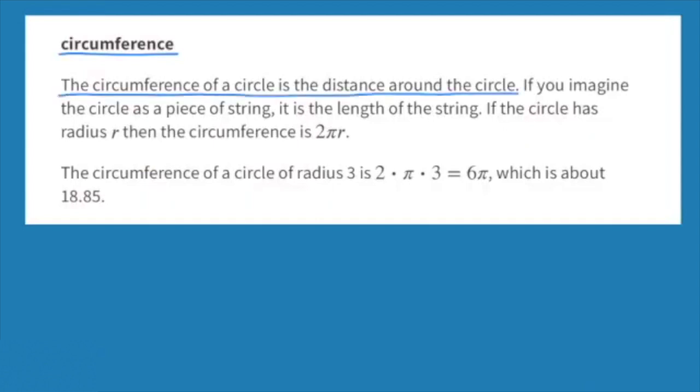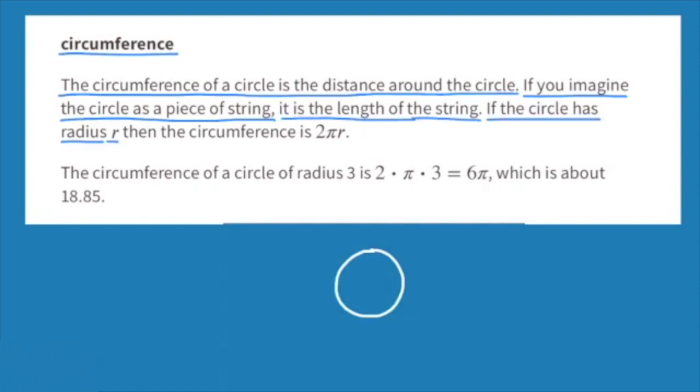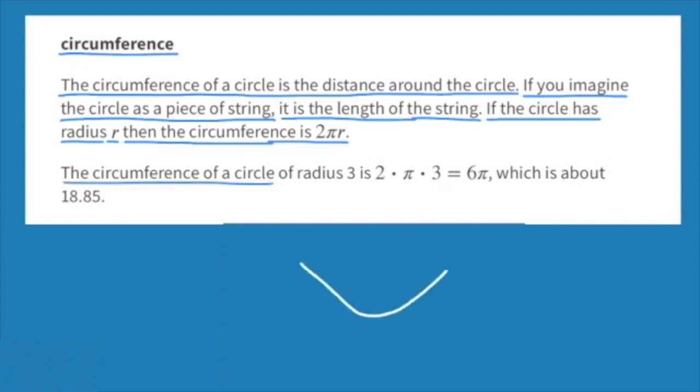Circumference. The circumference of a circle is the distance around the circle. If you imagine the circle as a piece of string, it is the length of the string. If the circle has a radius, r, then the circumference is 2 times pi times r. The circumference of a circle of radius 3 is 2 times pi times 3 equals 6 times pi, which is about 18.85.